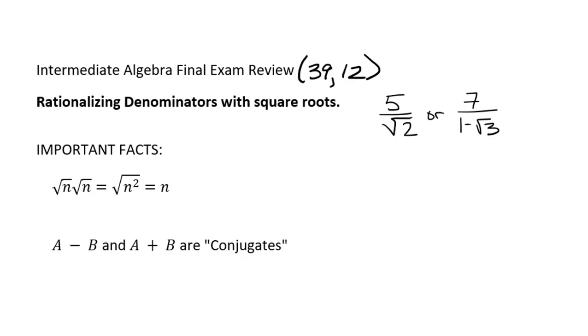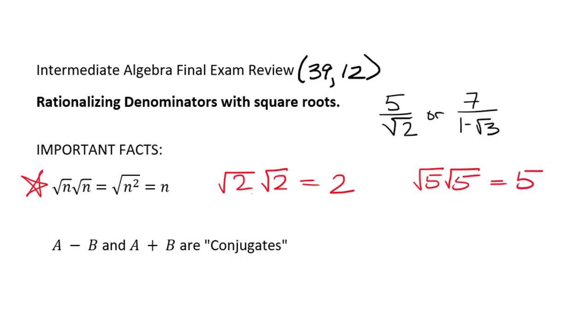So in order to deal with these types of problems, we have a couple of important facts that we need to be familiar with. The first thing is that when you multiply the square root of a number times itself, you end up with just the number. For example, the square root of 2 times the square root of 2 is equal to 2. Or the square root of 5 times the square root of 5 is equal to just 5.